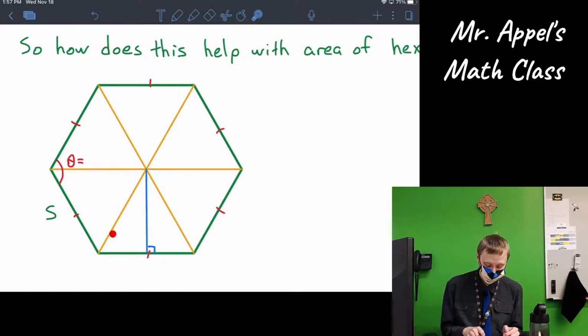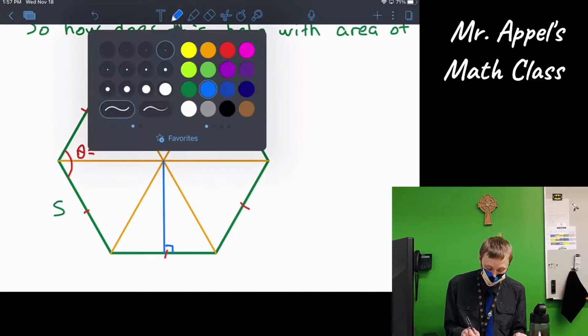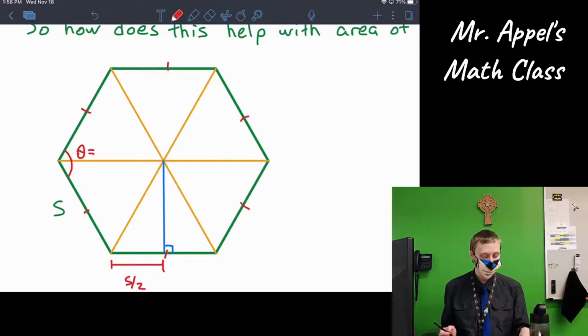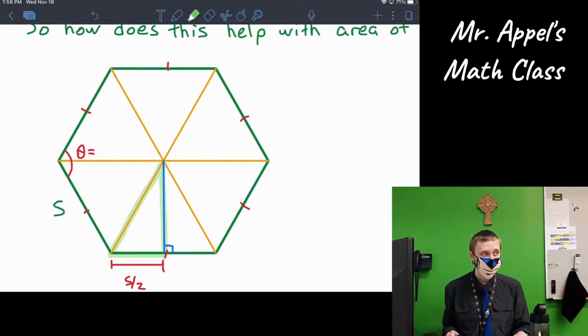Check this out. So I've drawn my apothem in here, right? And by definition, it has to be perpendicular here. Turns out it also bisects the side exactly, so I have 2 equal halves here. So whatever this side length of the hexagon S was, this is S over 2. And I have a right triangle here, right? And what's so special about that right triangle?